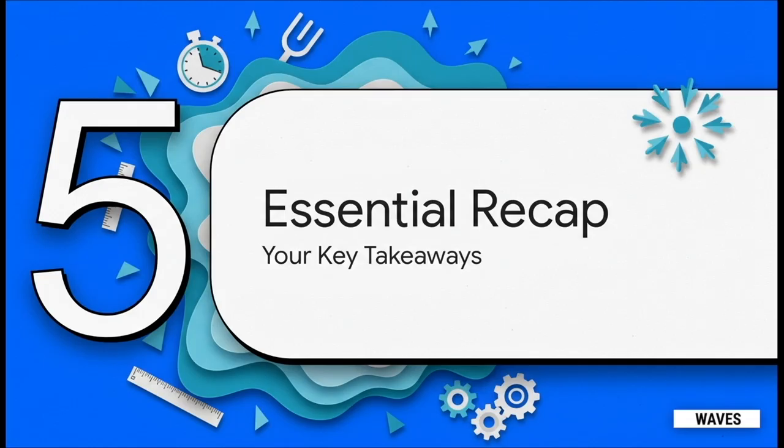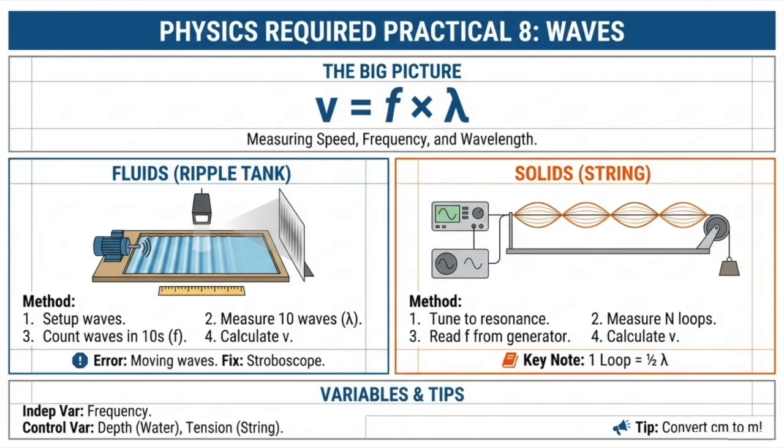So let's just boil it all down to the absolute essentials you need to walk away with. Know the definitions inside out. Remember why measuring multiple waves in the ripple tank is so important for accuracy. And please, I'm going to say it one more time. Don't forget that a loop on the string is only half a wavelength. And, of course, understanding your control variables is key to evaluating any experiment like a real physicist.